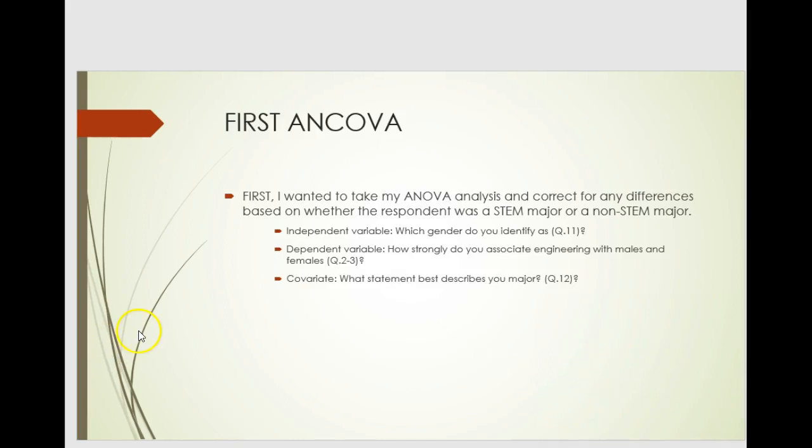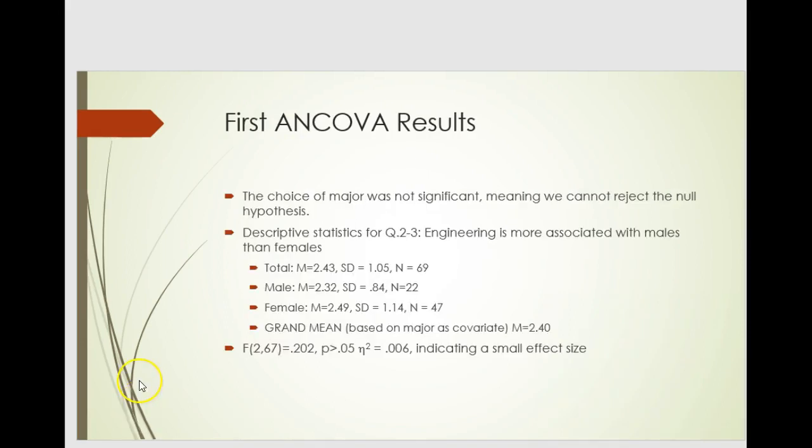I then decided to do a couple of ANCOVAs where I held a covariate. I took the same question, and I decided maybe this is different if the respondent is a STEM major or a non-STEM major. So I looked at the independent variable as which gender do you identify as. So I'm breaking it down by males and females. My dependent variable, how strongly do you associate engineering with males and females? As I said before, I had looked at that comparison before in ANOVA, but I used major as a covariate, because I've broken that down into a science major or a non-science major. And my first ANCOVA results, same thing. Very small F value, very large P, very small eta squared, indicating a small effect size, almost no difference based on that covariate.